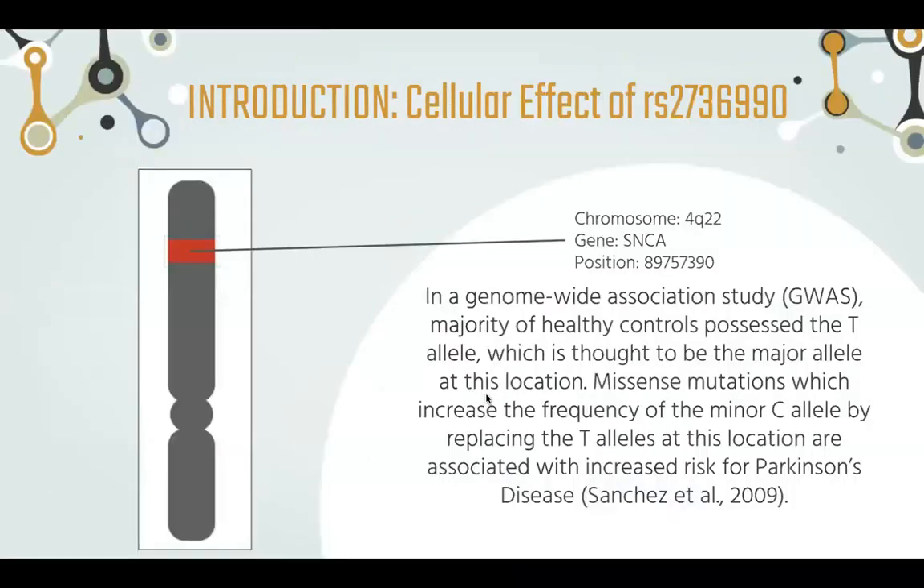So when this particular single nucleotide polymorphism, SNP for short, was examined in a genome-wide association study, it was found that a majority of the healthy controls possess the T allele, which is thought to be the major allele at this location. However, missense mutations increase the frequency of the minor C allele by replacing the T alleles characteristic of the healthy controls at this very location, and were thought to contribute to the increased risk for Parkinson's disease that is associated with this SNP.